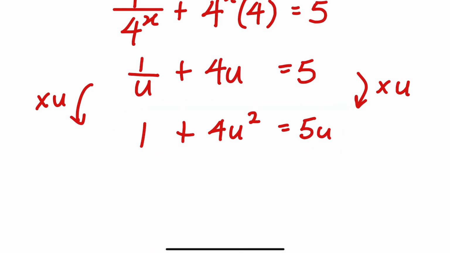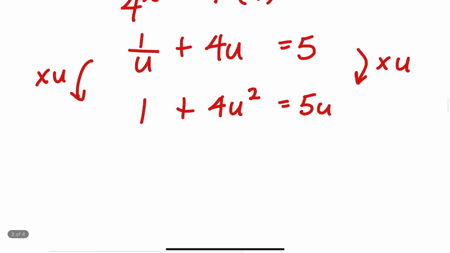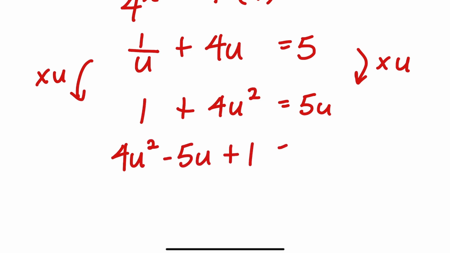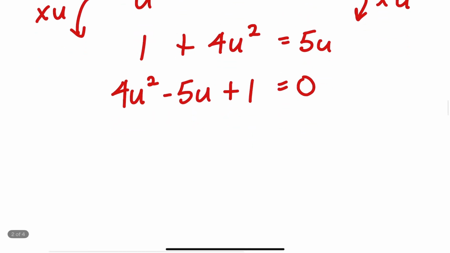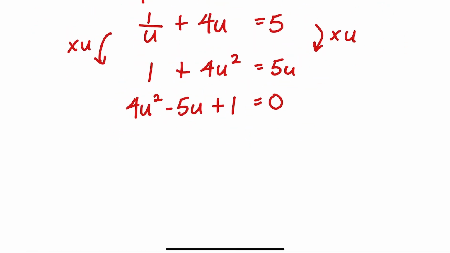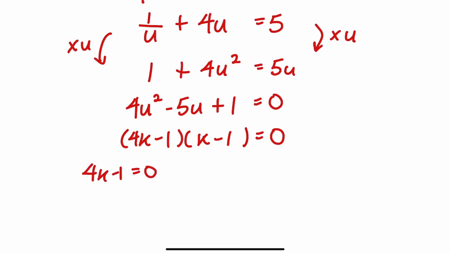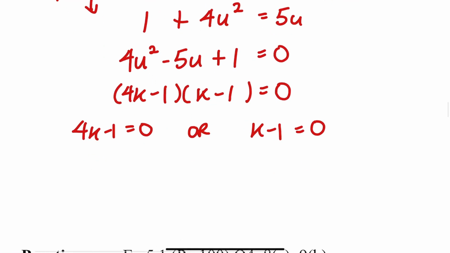How to solve a quadratic equation in u? Steps are the same as step 2. Make the right hand side 0. So by rearranging the equation, I should get 4u squared minus 5u plus 1 equals 0. Then from here, I continue to simplify by factorization. I should get 4u minus 1 times u minus 1, which will give me 4u minus 1 equals 0, or u minus 1 equals 0. Then from here, we can solve for u. u equals 1 over 4, or u equals 1.